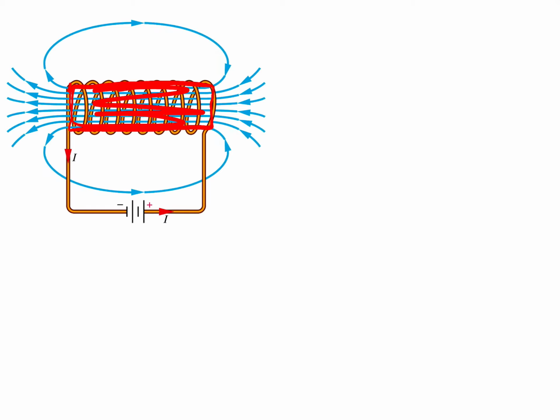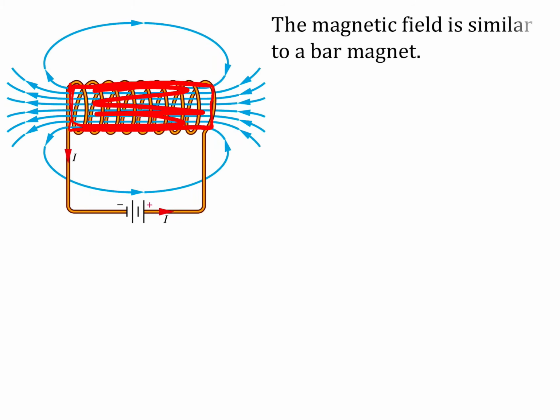Okay, so it reinforces itself, and you get this wonderful magnetic field that looks like something we know. Because of that, it means that we can actually consider the solenoid as having a north and a south pole. We have created an electromagnet, okay? So it's similar to a bar magnet.